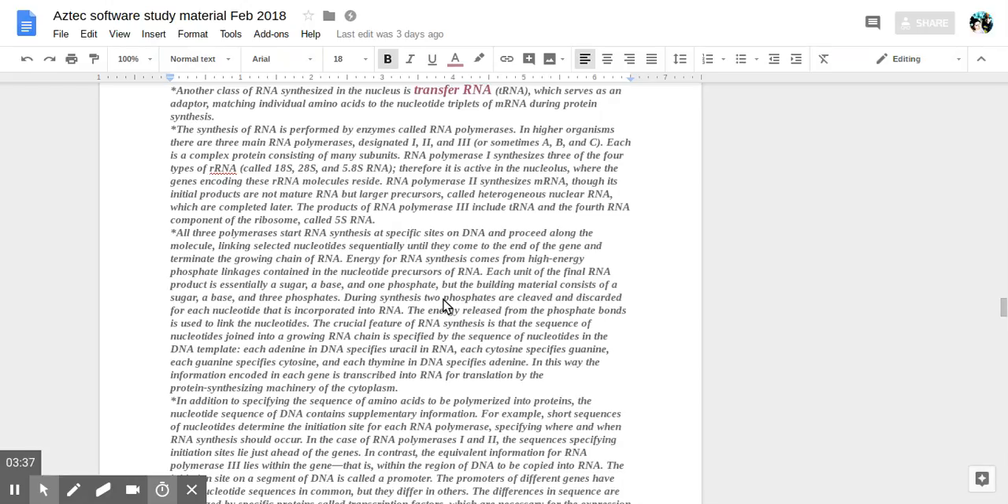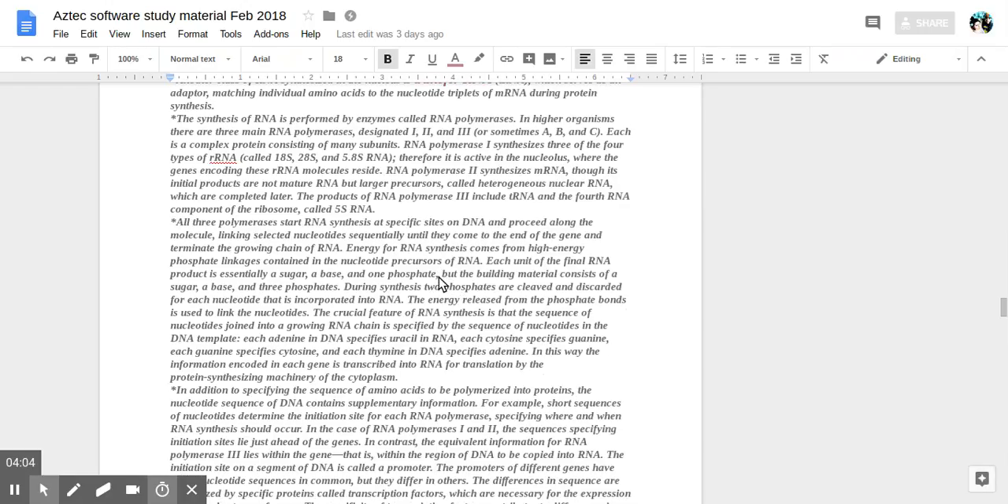The synthesis of RNA is performed by enzymes called RNA polymerases. To polymerize means to make a chain of multiple units, or polymers. In higher organisms, there are three main RNA polymerases, 1, 2, and 3, or A, B, and C.